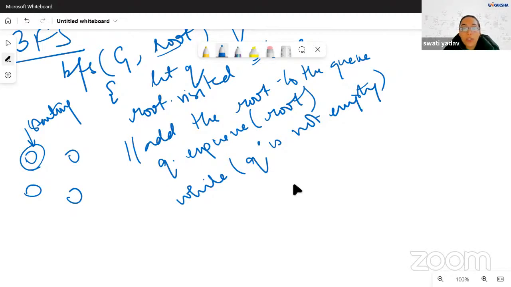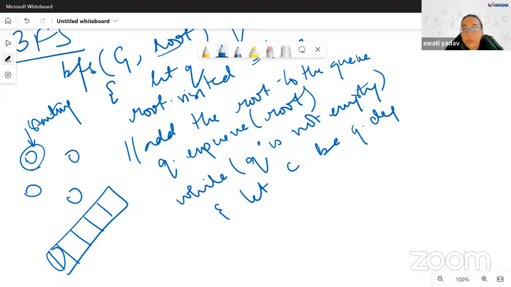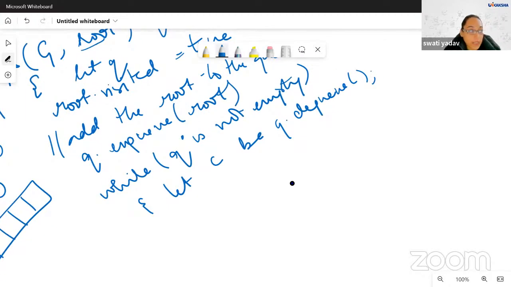So now while the queue is not empty, you have to run a loop. Now you are going to remove the front element which is in your queue. You know how a queue works. So you're going to remove the first element, the front one. Whatever is your current, let's say C, you have to dequeue it. So removal is dequeue. Dequeue that.